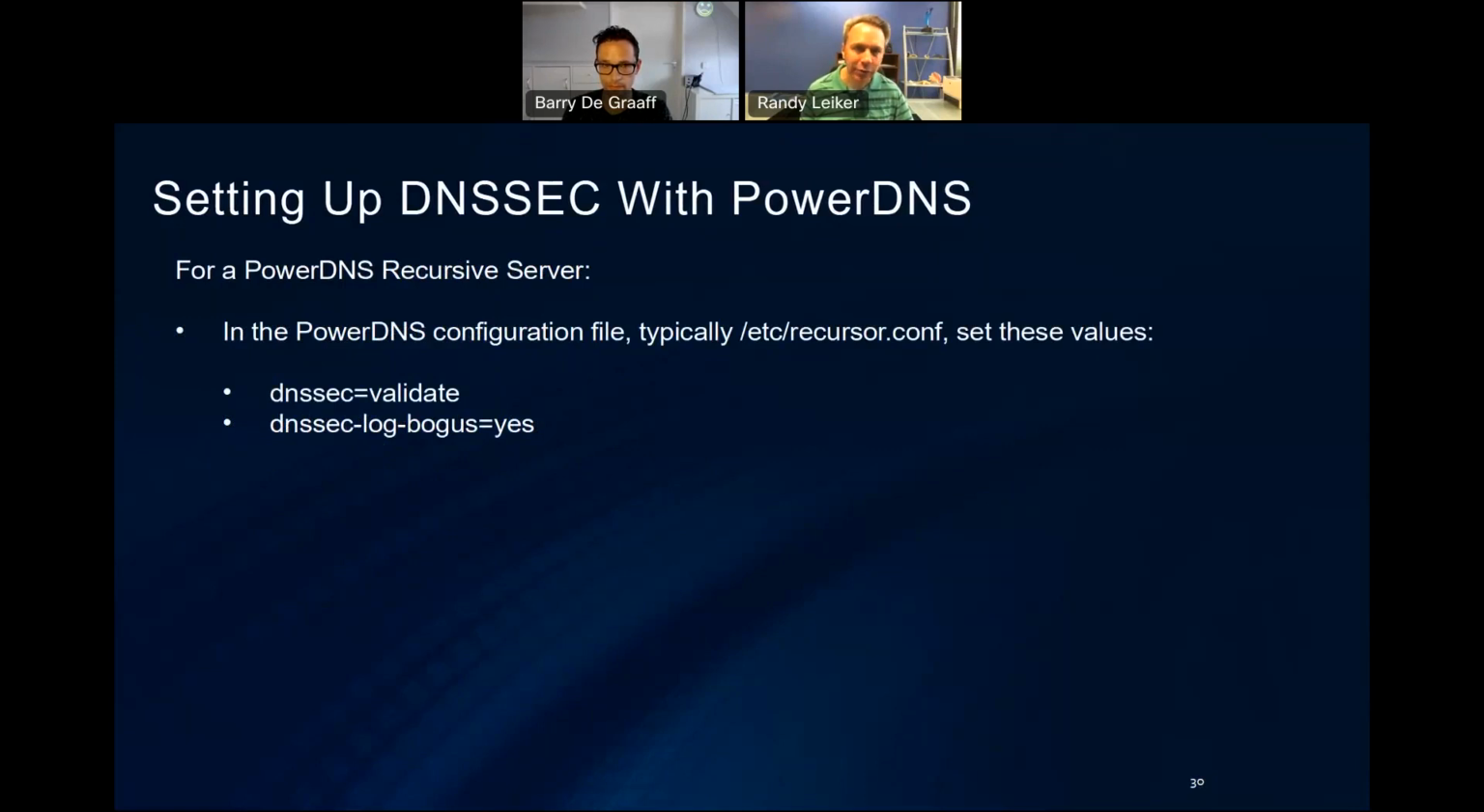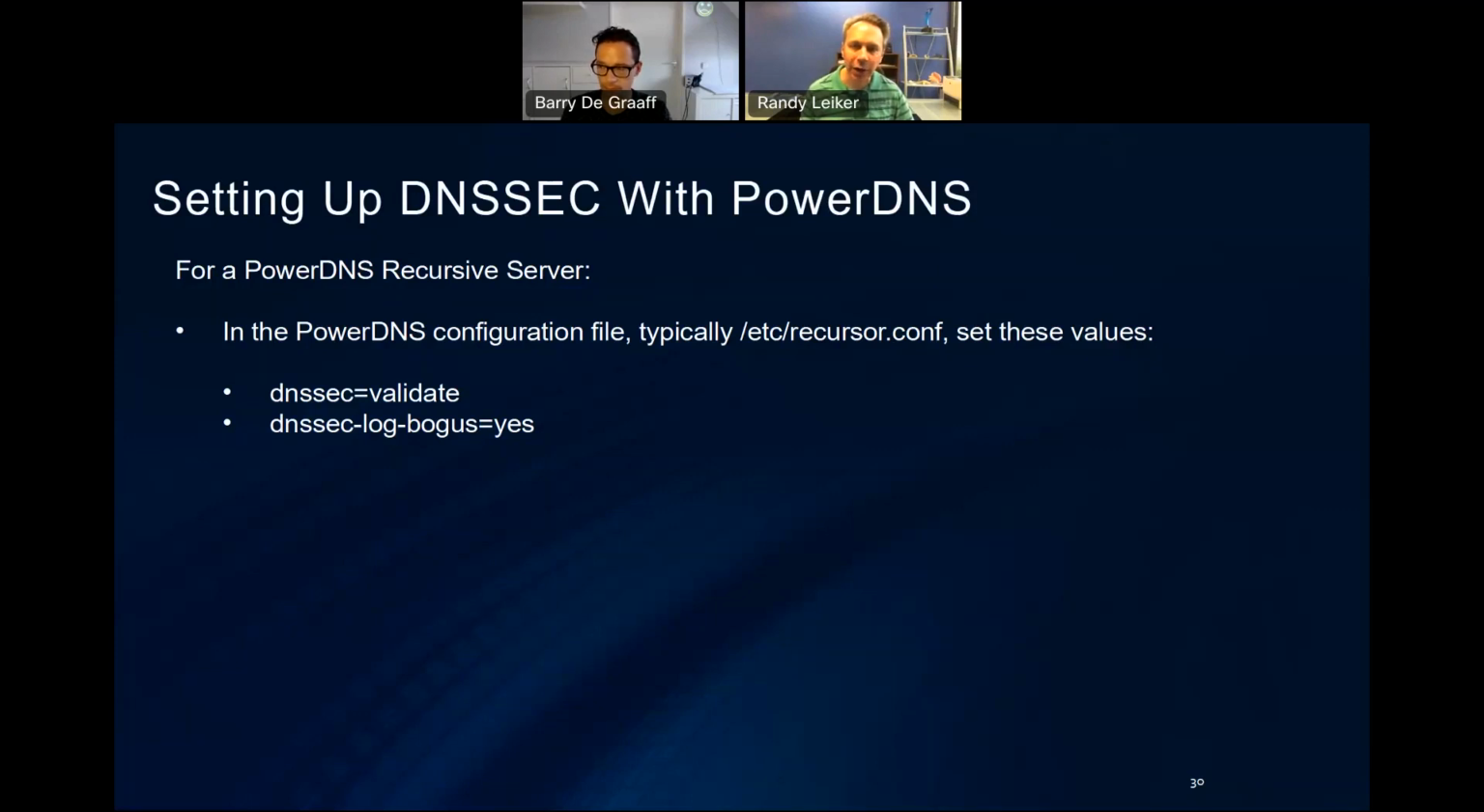The dnssec=validate setting is basically going to require PowerDNS to attempt to use DNSSEC for all queries and to reject any DNS answers that fail DNSSEC validation. There are some weaker modes that you can select here, but this is really the best one to use because, again, it enforces it both for queries you're sending as well as queries you're receiving.